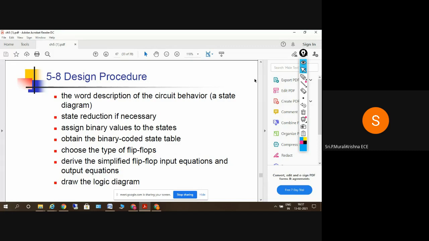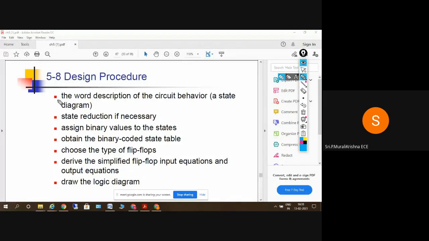Generally, design means you'll be given the problem, and based on the problem, you have to draw the state diagram, and from the state diagram, draw the state table, and from the state table, find the simplified input and output equations, and after finding the equations, draw the logic diagram. So that is what we have to do here in most of the cases.